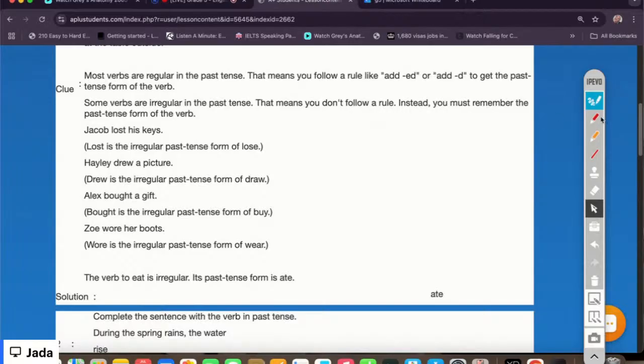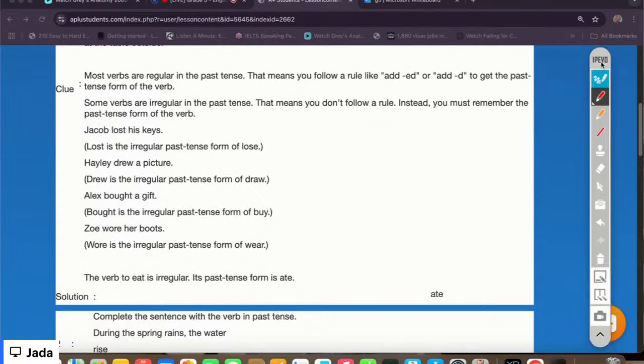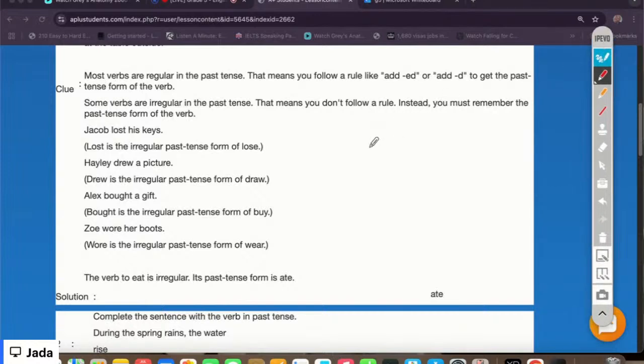Okay, so most verbs are regular in the past. Regular in the past means you follow a rule: you add ed or you add d to get the past tense form. So for the regular past tense verbs, you add ed or you add d.